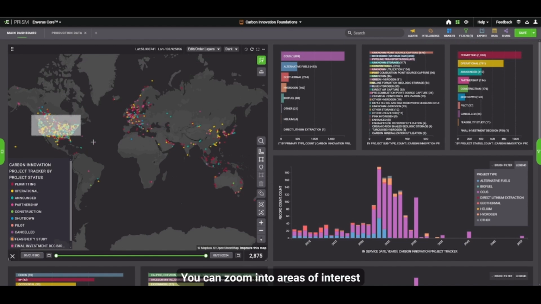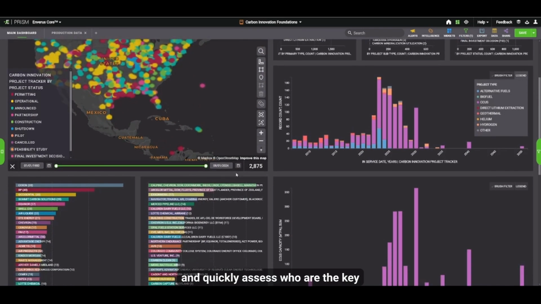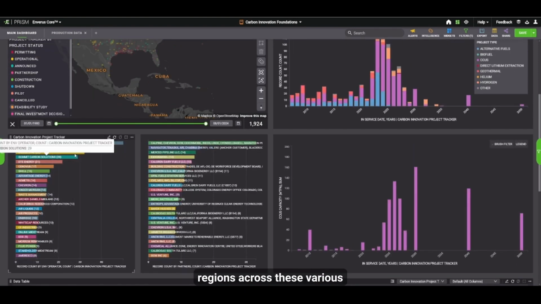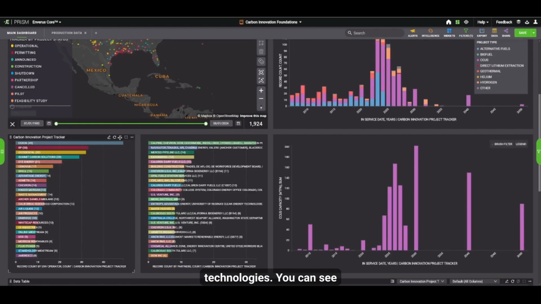You can zoom into areas of interest and quickly assess who are the key players in these geographic regions across these various technologies. You can see the big projects and who is investing in them, and instantly understand peer level activity and determine key business partners for securing long-term working relationships.